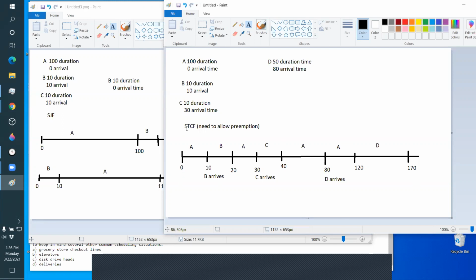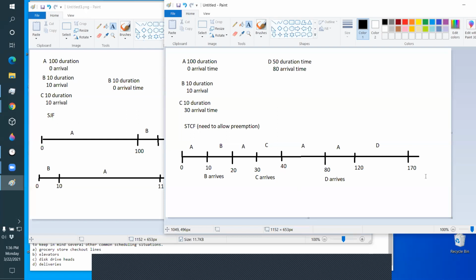Shortest time to completion says that when there's a scheduling event, which usually is when somebody arrives, the scheduling events can be when somebody arrives or somebody ends. For example, this is a scheduling event here because B arrives. This is a scheduling event because B ends. This is a scheduling event because C arrives. This is a scheduling event because C ends. This is a scheduling event because D arrives. This is a scheduling event because A ends. And then there's nothing left here.